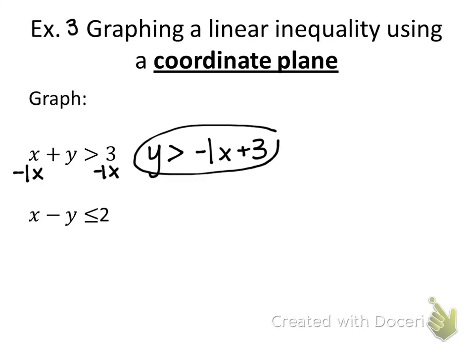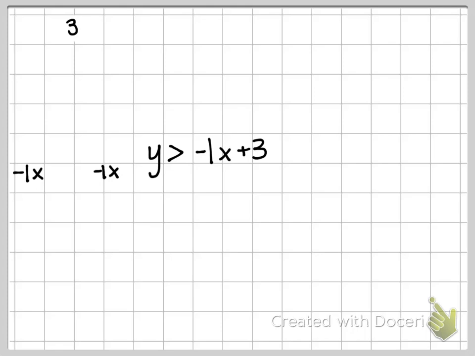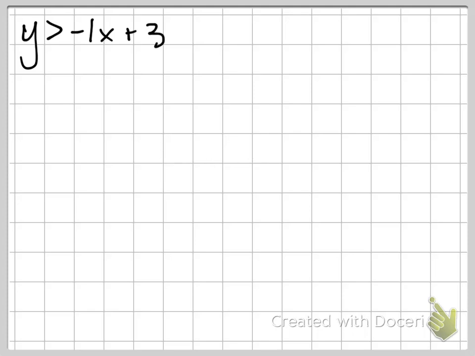I'm going to graph my line just like this. I no longer am just looking at the x-axis or just looking at the y-axis because now I've got two variables. So I am going to use a piece of graph paper for this. I'm going to erase some of this stuff that I have up here. I'm going to rewrite it. Y is greater than negative 1x plus 3. Now I'm going to draw my graph here.